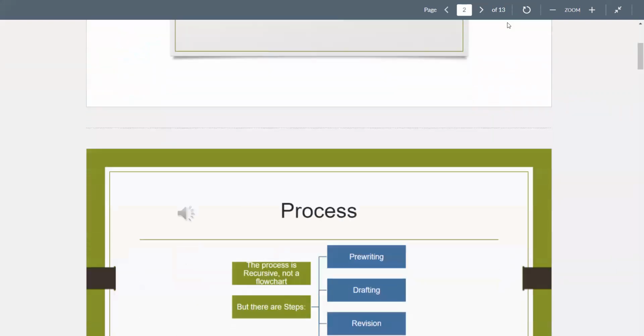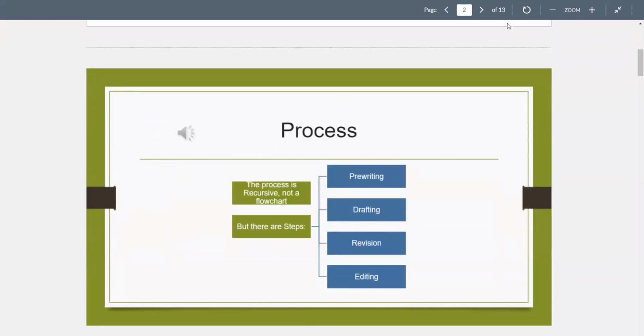So the writing process itself, we've learned about it as having steps: pre-writing, drafting, revision, and editing. But the big thing is that it is not a flow chart. It is recursive. You're going to spend time in each of these, and obviously the more time that you spend in each step individually, the less you have to go back to the previous steps. But sometimes you do as much as you can, and you still have to go back between them.